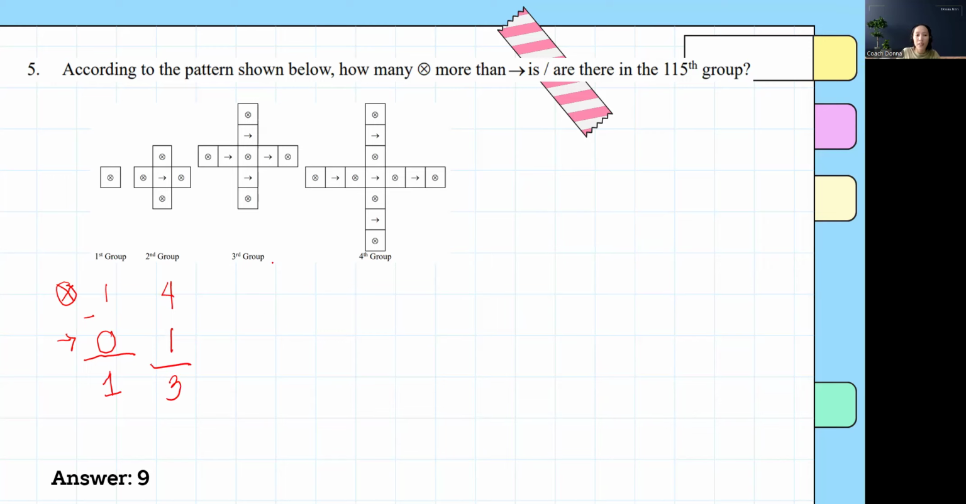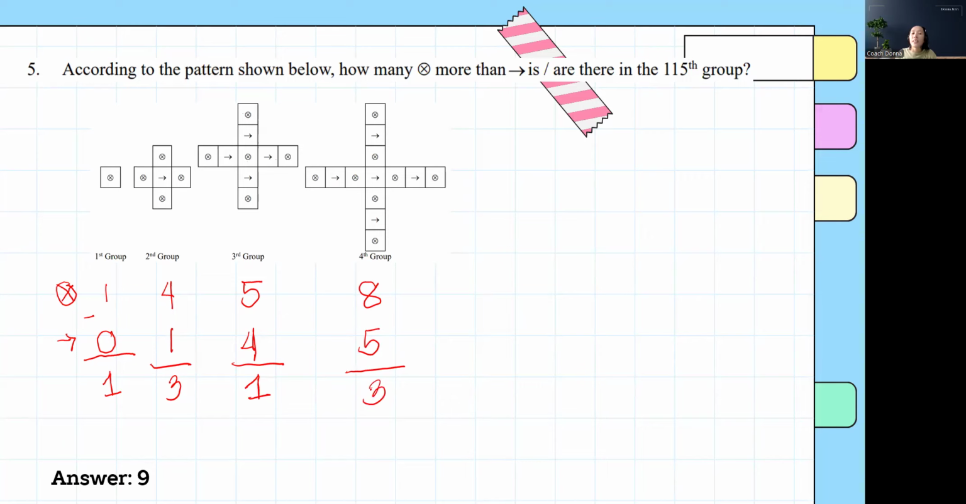In the third group, we have 1, 2, 3, 4, 5. That's 5 crosses. We have 4 arrows. Again, 5 minus 4, that's 1. One more cross than arrow. All right, in the fourth group, 1, 2, 3, 4, 5, 6, 7, 8. So that's 8 crosses. We also have 5 arrows. 8 minus 5 is 3.